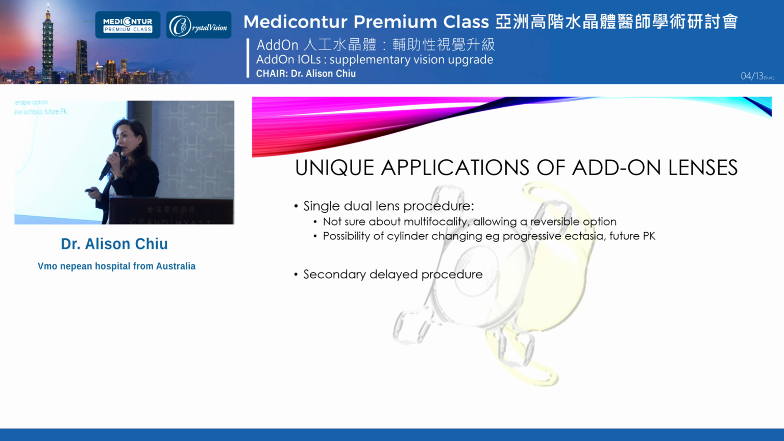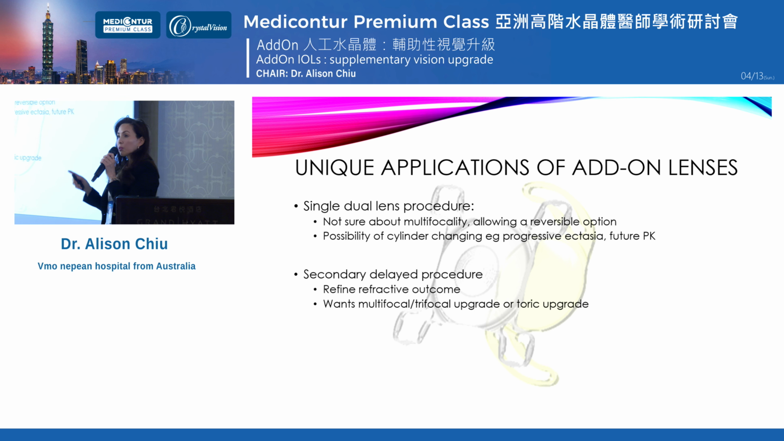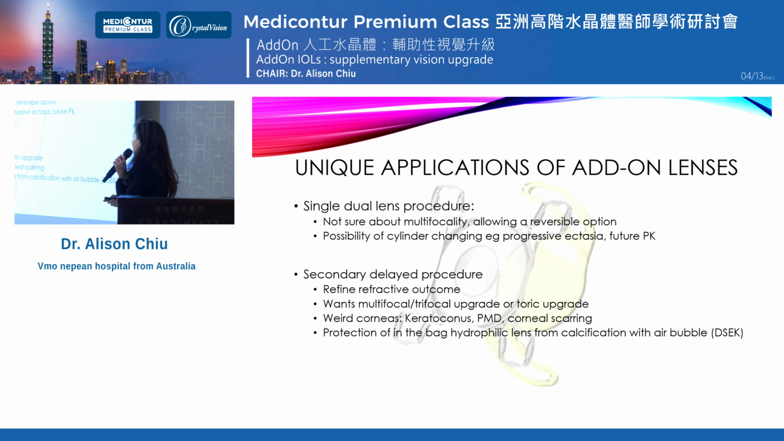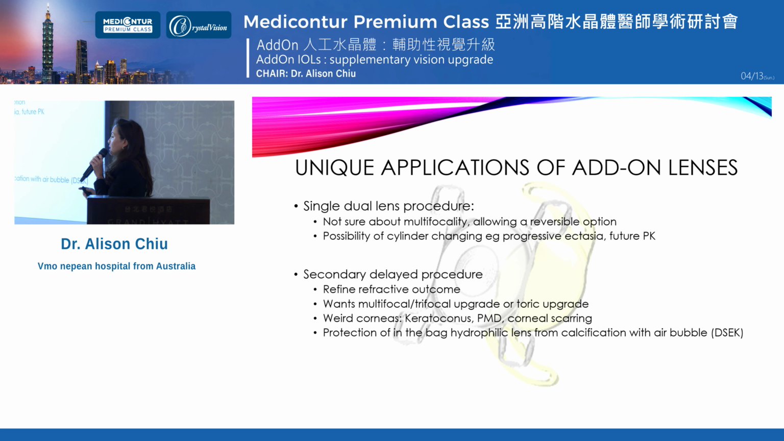We can also use it as a secondary delayed procedure, so to refine your refractive outcome, to upgrade the vision, either with a toric or a multifocal IOL, for those weird corneas where the measurements just don't make sense preoperatively and you have no idea what you're going to do and you don't want to close your eyes and stab in the dark. And protection of a hydrophilic lens, if that's in the bag, if there needs to be an air bubble in the anterior chamber, for example, during a DSEK.